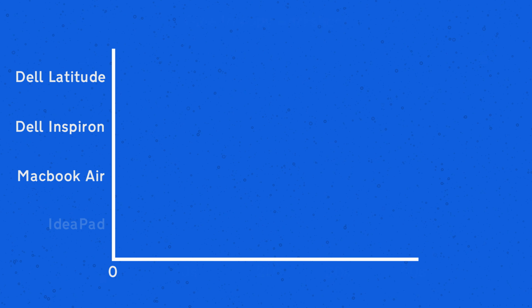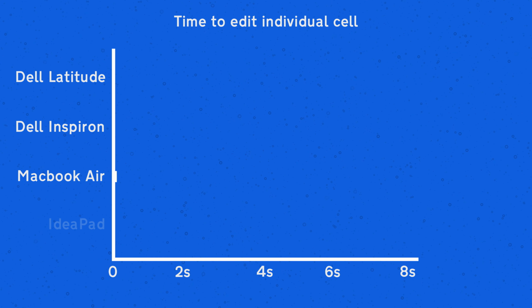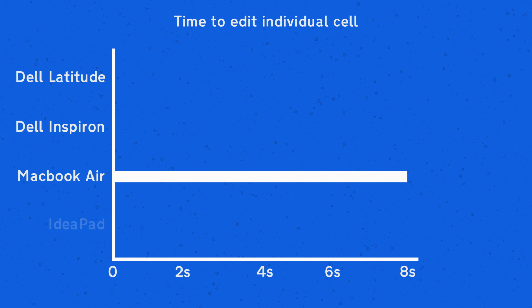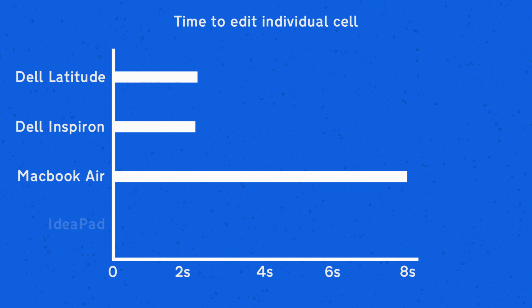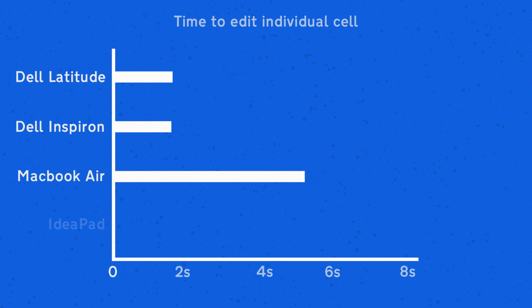Moving on to the third task, which is editing individual cells. My MacBook Air took about 8 seconds, which I think would be on the boundary of usefulness if you're having to do lots of changes. But the two Dells actually were both around an acceptable 2-second wait. I don't think this would unduly slow you down. So I think these laptops would probably be okay.